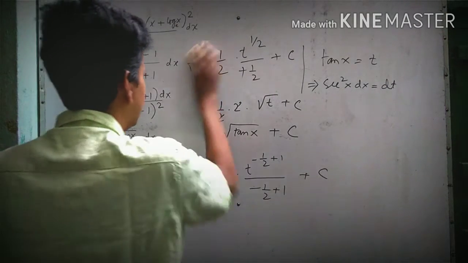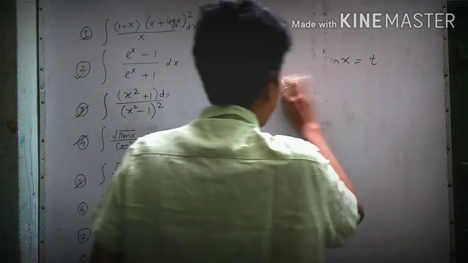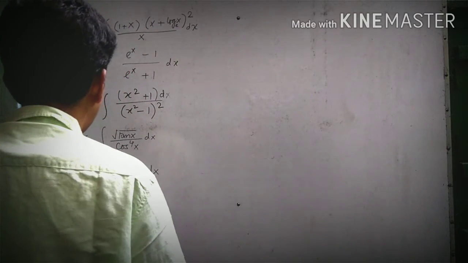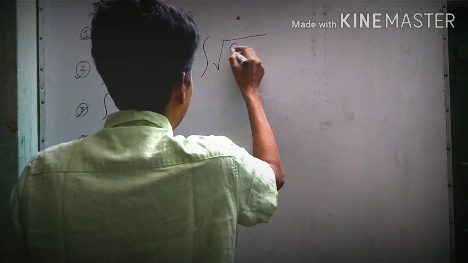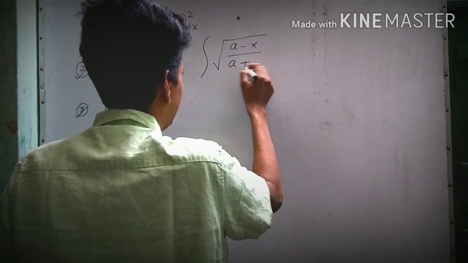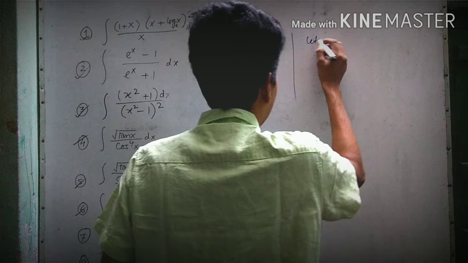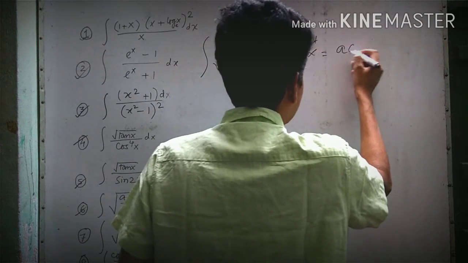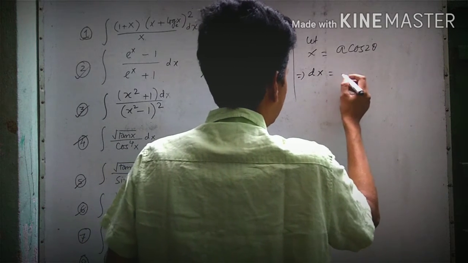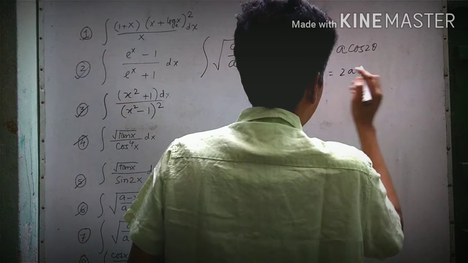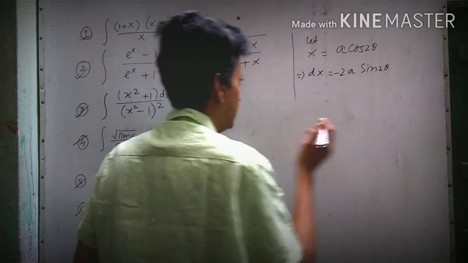Now we come to the next problem. Our next problem is integration of root of a minus x by a plus x. Here we put x equal to a cos 2 theta. Therefore, we get dx equal to minus 2a sin 2 theta d theta.